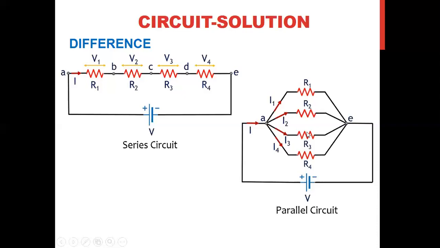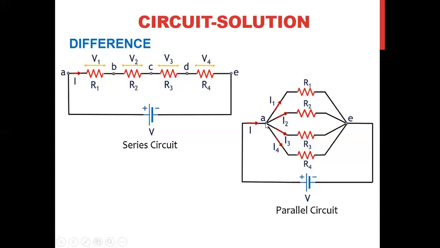Now, for a parallel circuit, let's see the behavior of voltage and current. A parallel circuit depends on two points, and the resistors are connected through these two points, like A and E. So all the resistors R1, R2, R3 and R4 are connected in parallel. Since voltage difference depends on two points, because voltage is the potential difference, voltage will be the same throughout the circuit for all paths, R1, R2, R3 and R4.